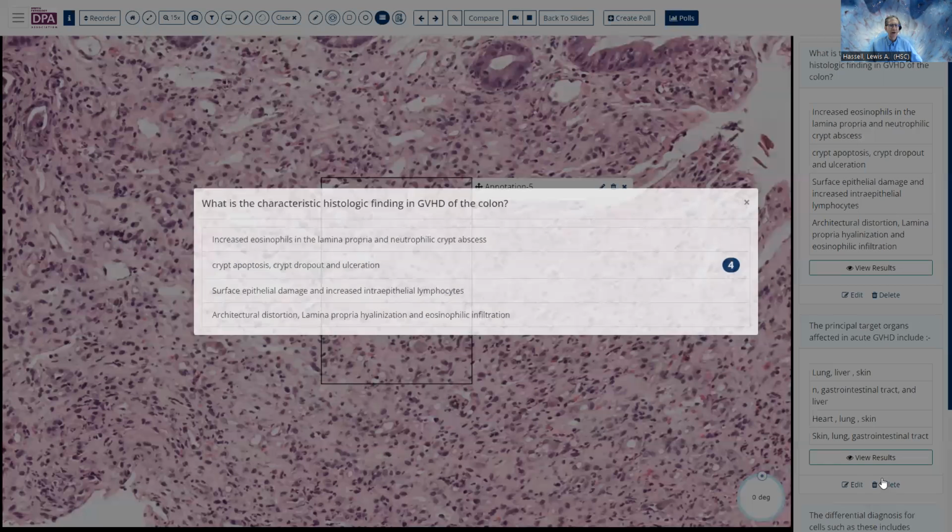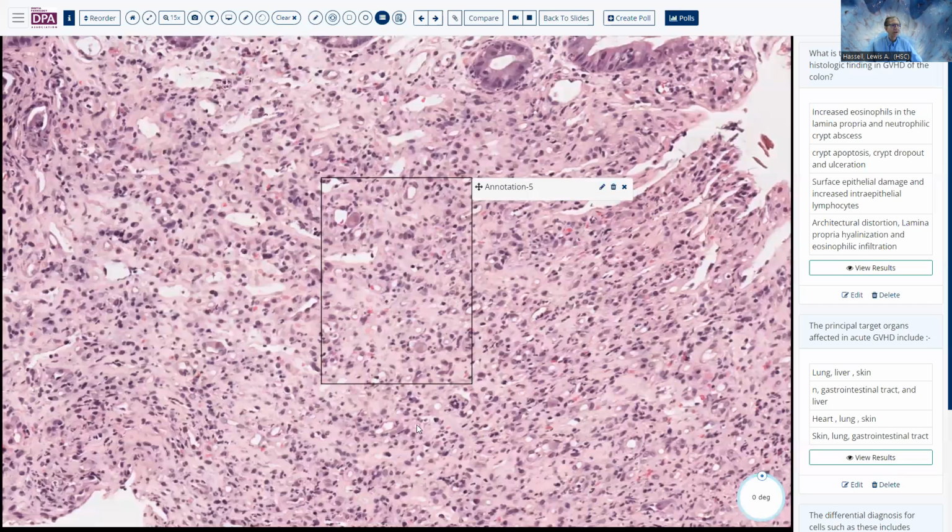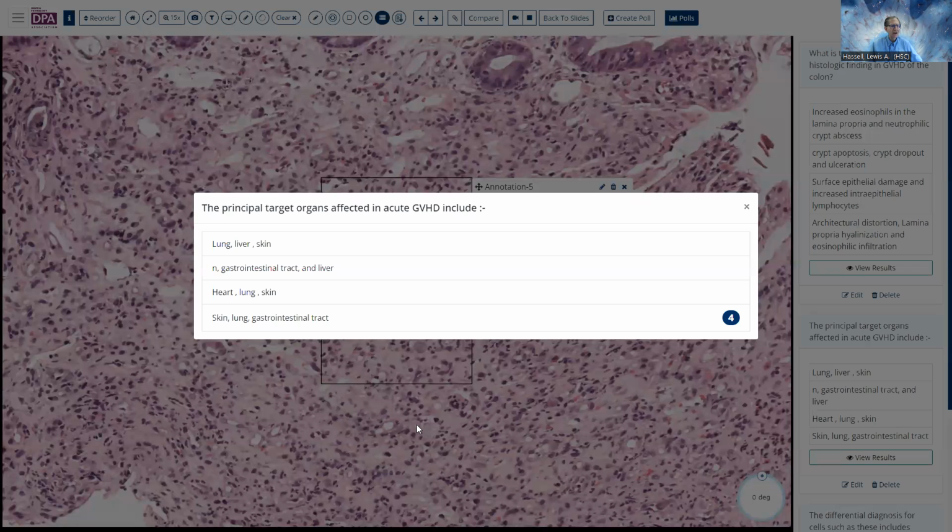In regards to principal target organs affected by acute GVHD, this was supposed to be skin, gastrointestinal tract, and liver. So the answer is skin, gastrointestinal tract, and liver in that order. Heart, rarely affected. Lung, may be affected, but we don't typically see that, not where we find symptoms. So skin, GI tract, liver, those are the spots to be looking for it.